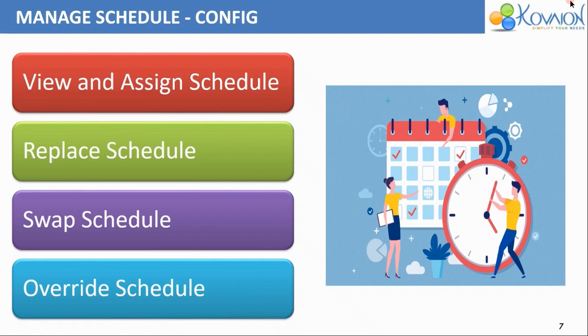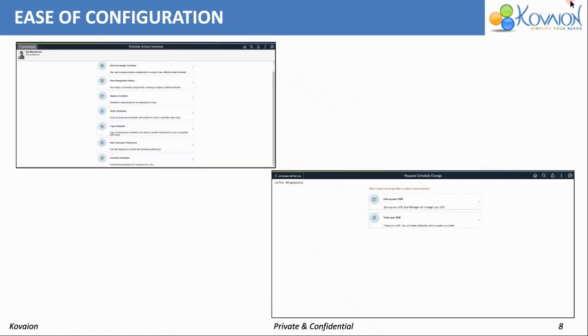Replace schedule: users can use the replace schedule option to replace a schedule for a single day. Swap schedule: the swap schedule option swaps the schedules of two people for one or more days. Override schedule: the override schedule option lets you change a person's schedule for a particular day. This is the ease of configuration we have. This is what I am going to show you in the demo. Let's jump into the demo.